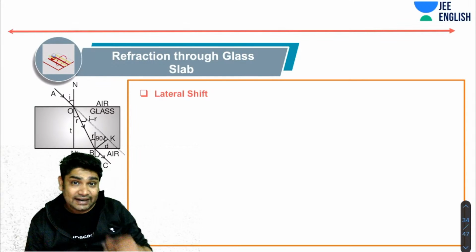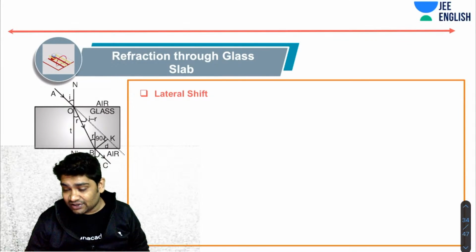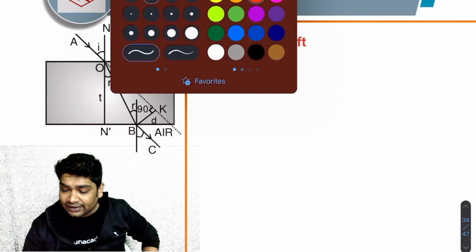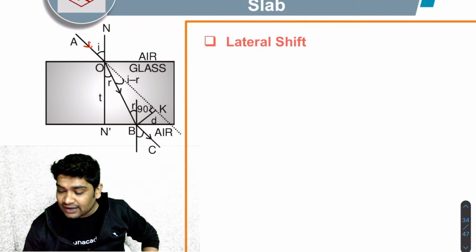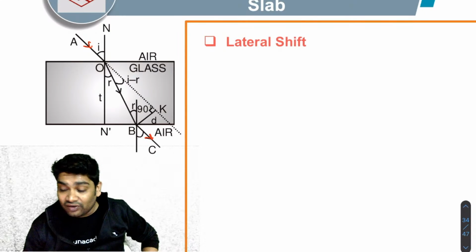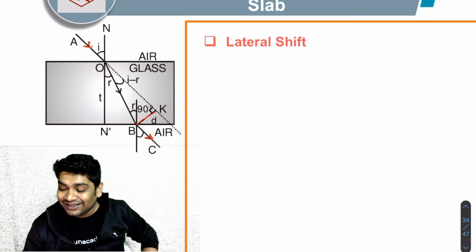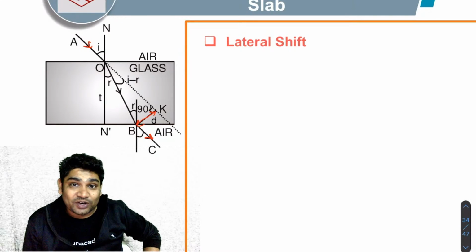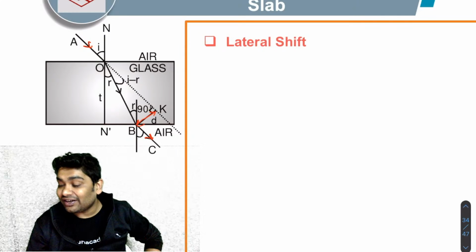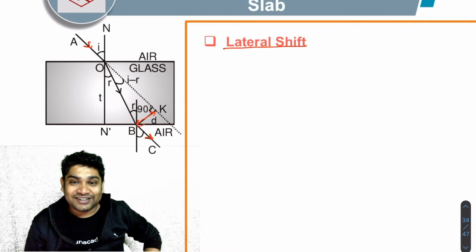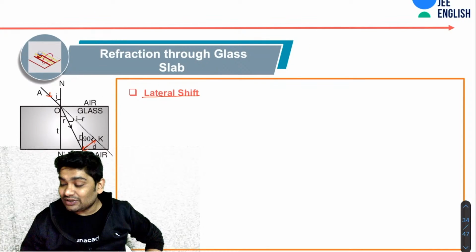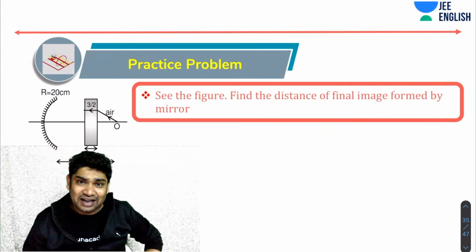So first thing, what is lateral shift? I'll just tell you what that is. Whenever a light ray is incident like this, you know that the emergent ray is parallel to this. However, it does get laterally shifted. It gets shifted sideways. So the sideways shift, this is what we call lateral shift. And in the next class, we will try to calculate the value of the lateral shift. And this is very, very easy. Don't worry about it. And then we will try a few problems also.